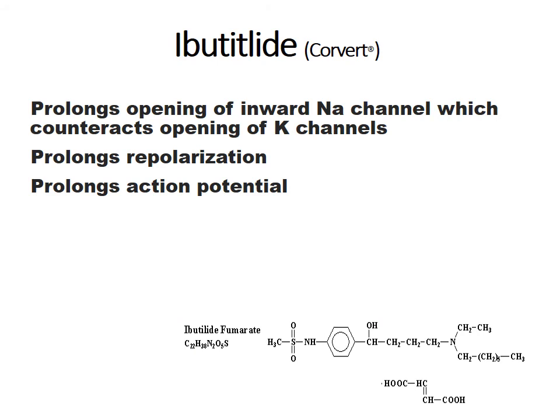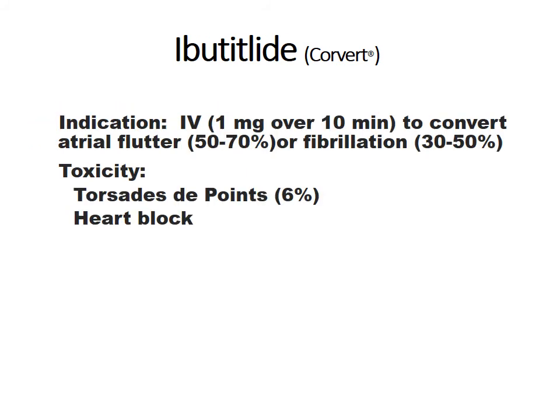Another class 3 antiarrhythmic is ibutilide. This is going to, again, prolong the opening of those potassium channels or decrease that efflux, but also affect the inward sodium channels, and is going to work to prolong repolarization and prolong the action potential. You can see this being used primarily as a way to convert chemically either AFib or A-flutter. You can see here the various success rates you're going to see with that. Due to that blocking of the potassium channels, you can end up seeing prolongation of the QT interval, and that's where torsades risk comes from. Heart block can also be an issue here. Mainly you're going to see it used IV. You won't see it used for more chronic management typically.